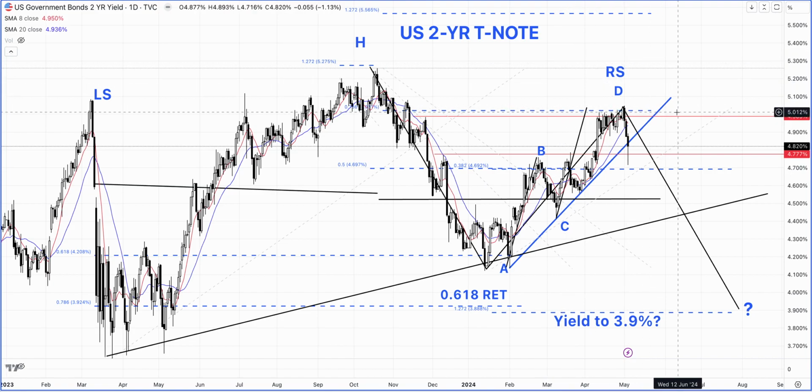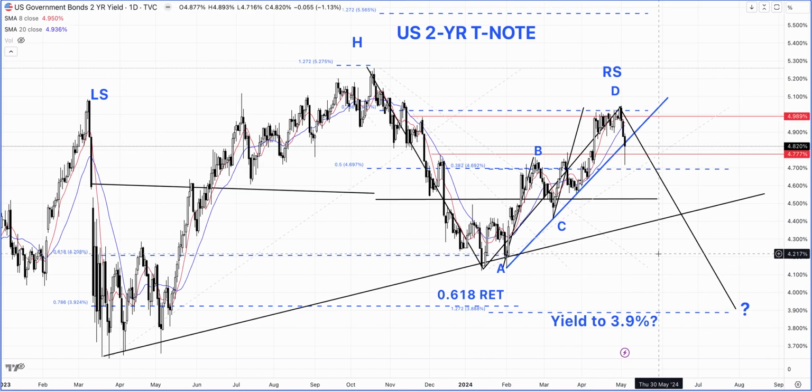Might have been a pretty strong resistance level, and the market now begins to move lower, which is going to be good in the sense that it means that the yields are actually moving lower.